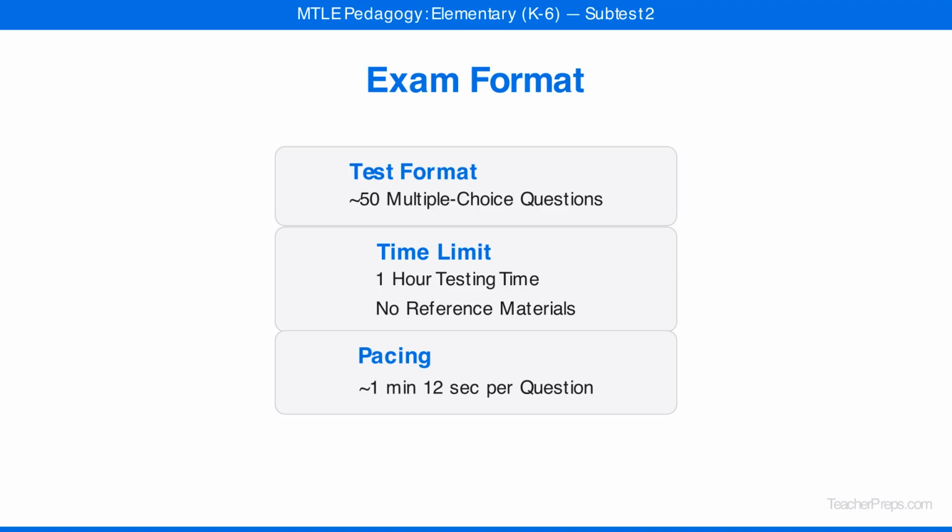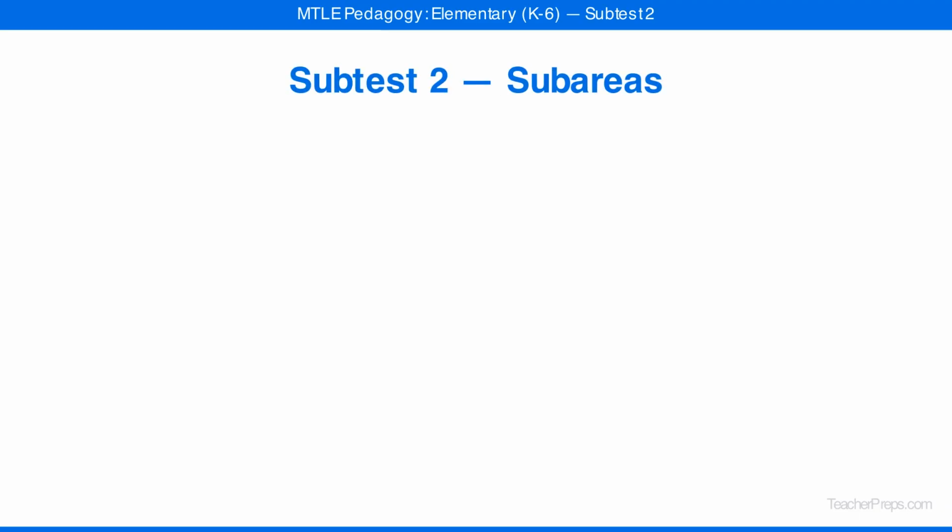Subarea I is instruction and assessment, which has 3 competencies. Subarea II is professional roles and responsibilities, also with 3 competencies. That's 6 competencies total. Each one is packed with theory and classroom applications. We'll cover every single one in this video. Here's how the 2 sub-areas break down.